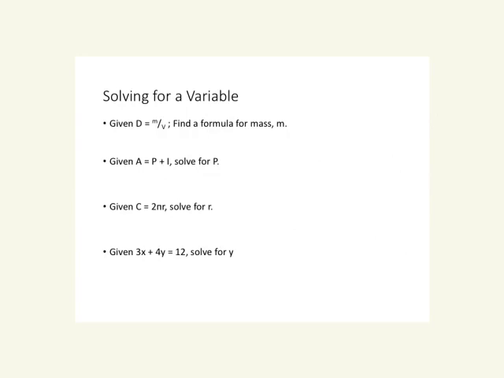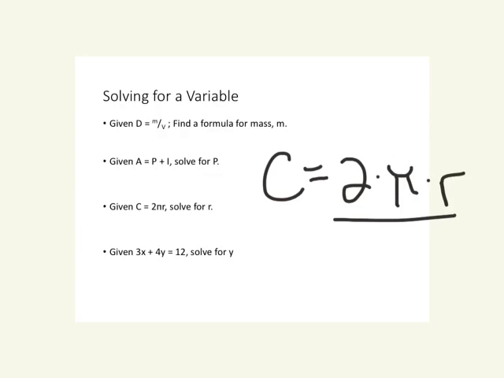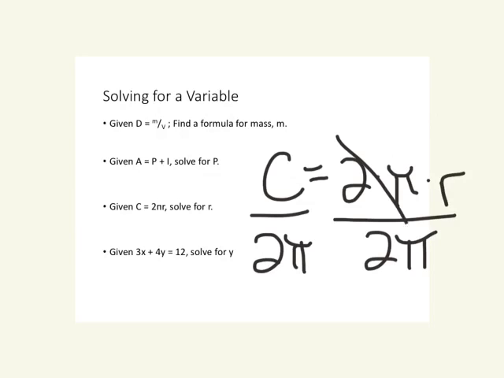Alright, example number 3 here. C equals 2 pi r. I'm going to solve this for r. So I want to get rid of 2 and pi. 2 and pi are being multiplied. So can anybody guess how I'd get rid of 2 and pi? You guessed it, I would divide. Divide both sides by 2 pi. So the 2 pi's would cancel out there. I'd be left with r, and r equals C divided by 2 pi.